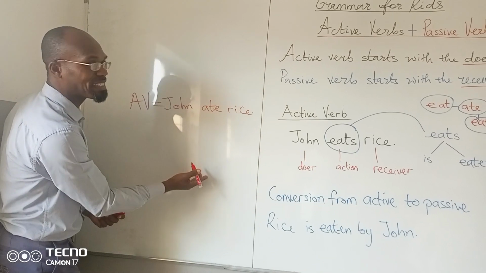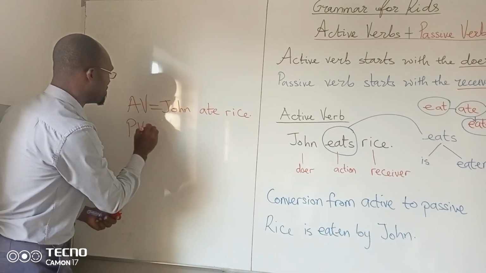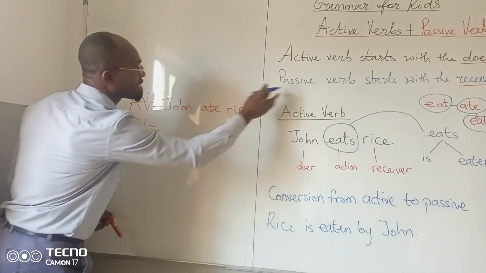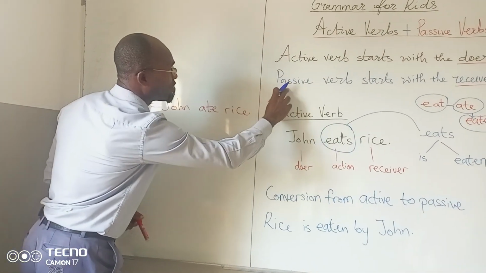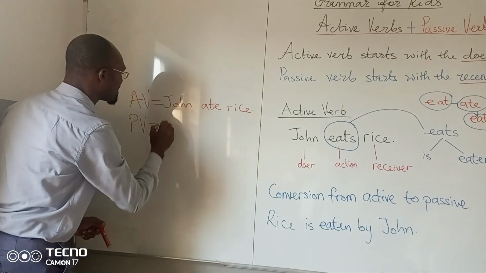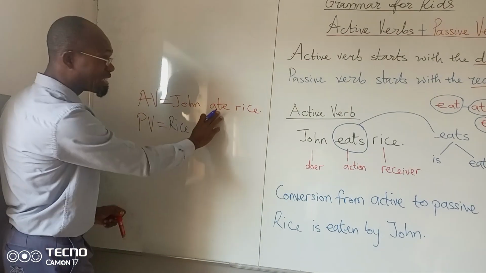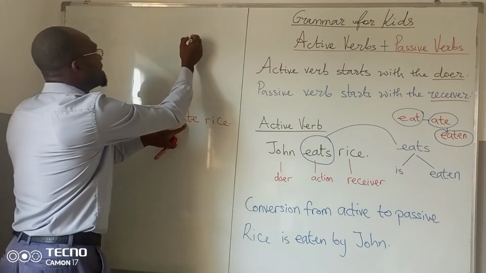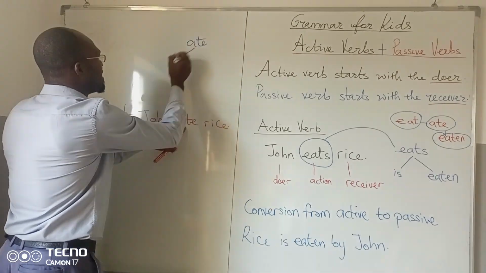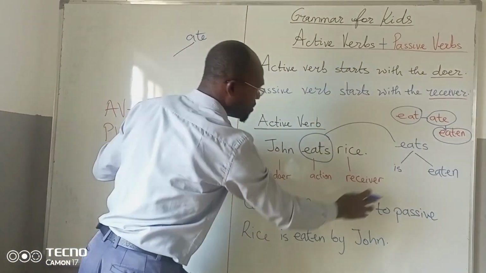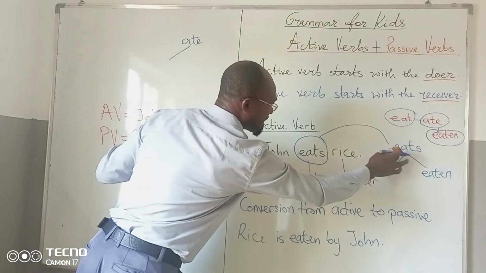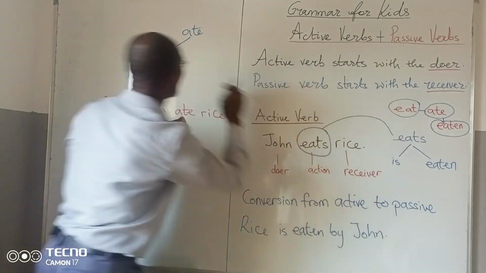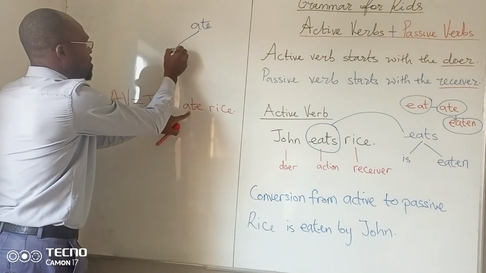To convert it into a passive verb, we are going to have rice. Don't forget, rice, the receiver. For passive, it starts the sentence. Because it's past tense, we no longer use is. Present tense starts with is. Because it's present tense, we use is. Past tense, here we use was.